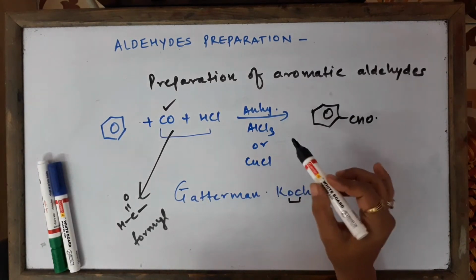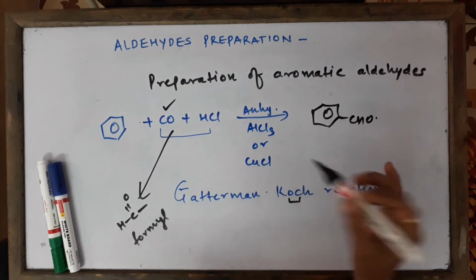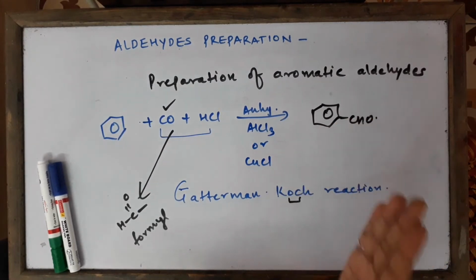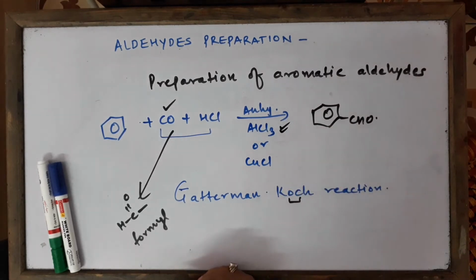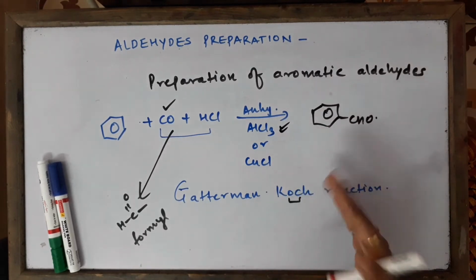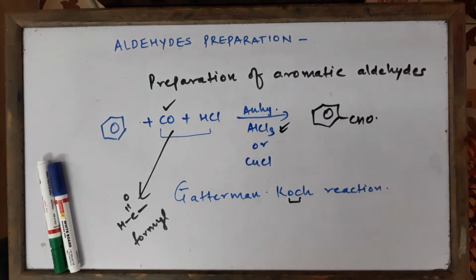This reaction looks somewhat similar to the Friedel-Crafts acylation reaction where we attach an acyl group. It's somewhat similar because there also we are using a catalyst like anhydrous AlCl3. So this was not that difficult. Let's go to the second method now.